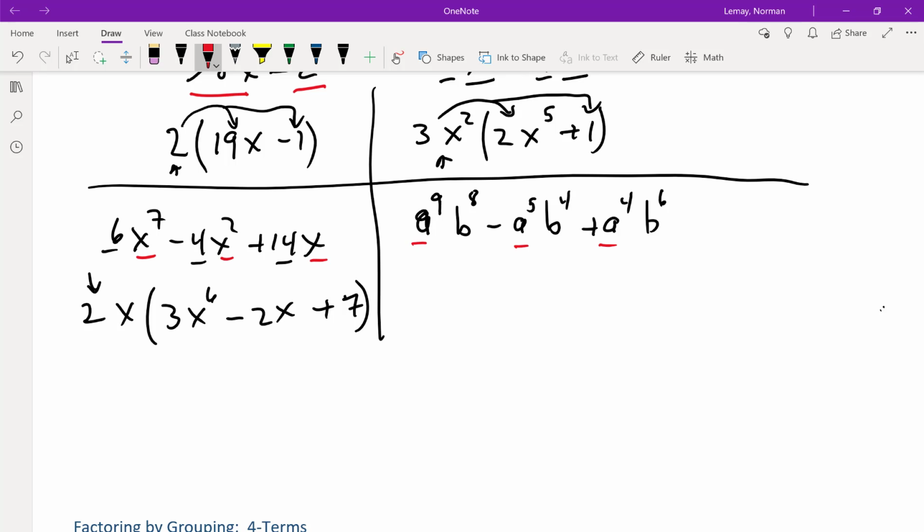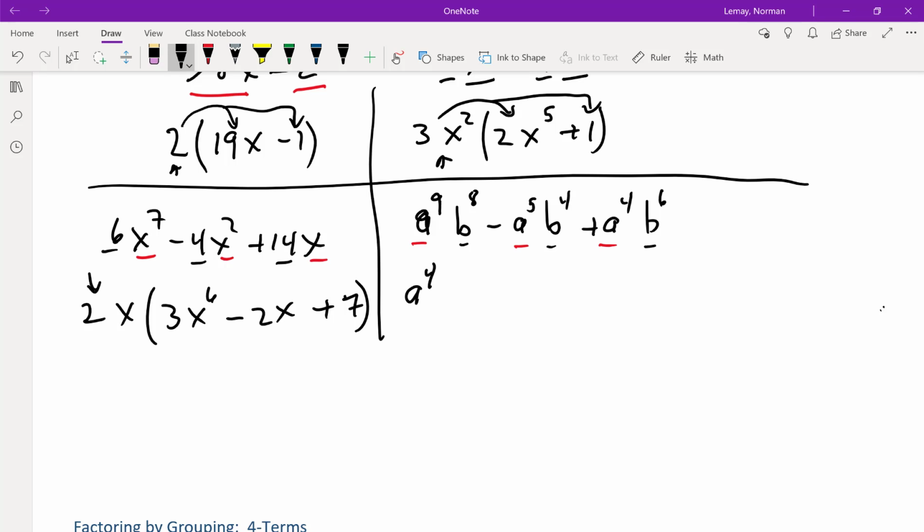As I take a look at the a's, hopefully we can see that the largest exponent of a that I can pull out is a to the 4th. And then over here, as we take a look at the b's, the largest power of b that we can pull out looks like a 6.